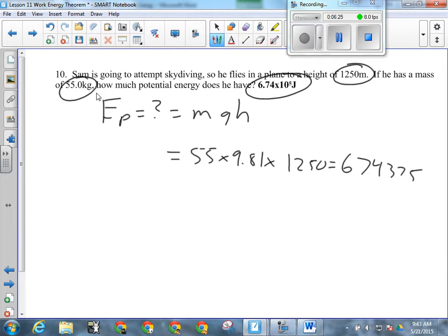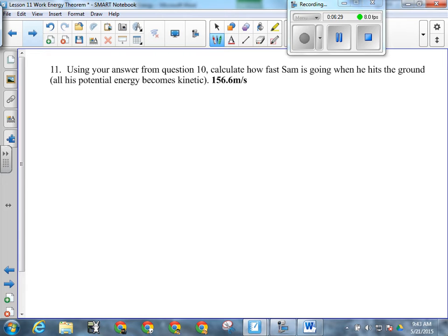And then for number 11, we take this number and we use it now for our kinetic energy, because when you jump out of a plane, your potential energy rapidly changes into kinetic as you fall because you speed up. Right? Okay, so according to the first law of thermodynamics, the law of conservation of energy, which we're going to talk about tomorrow, I can't gain or lose energy unless I do work on something.